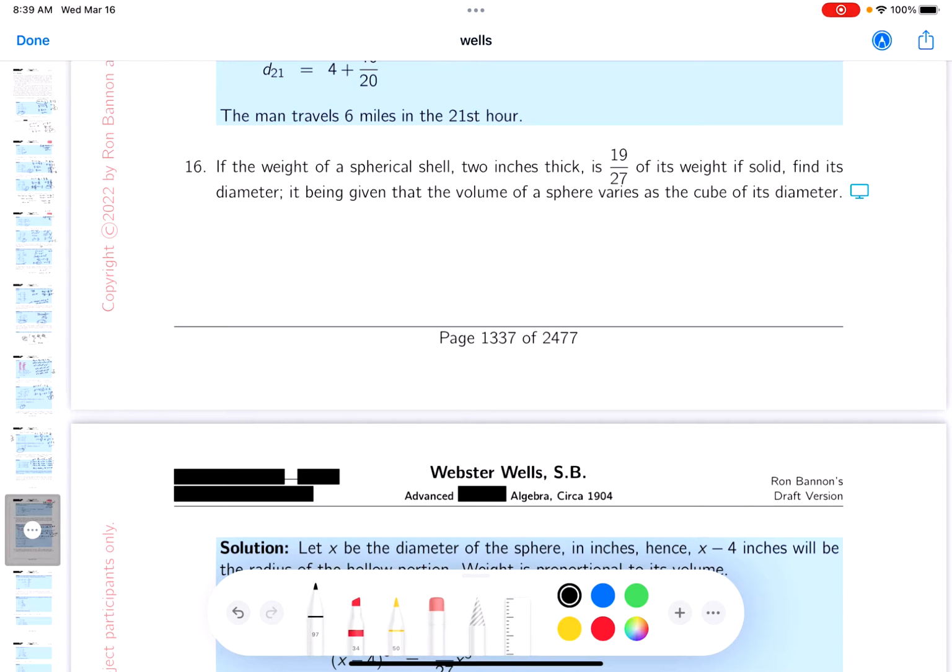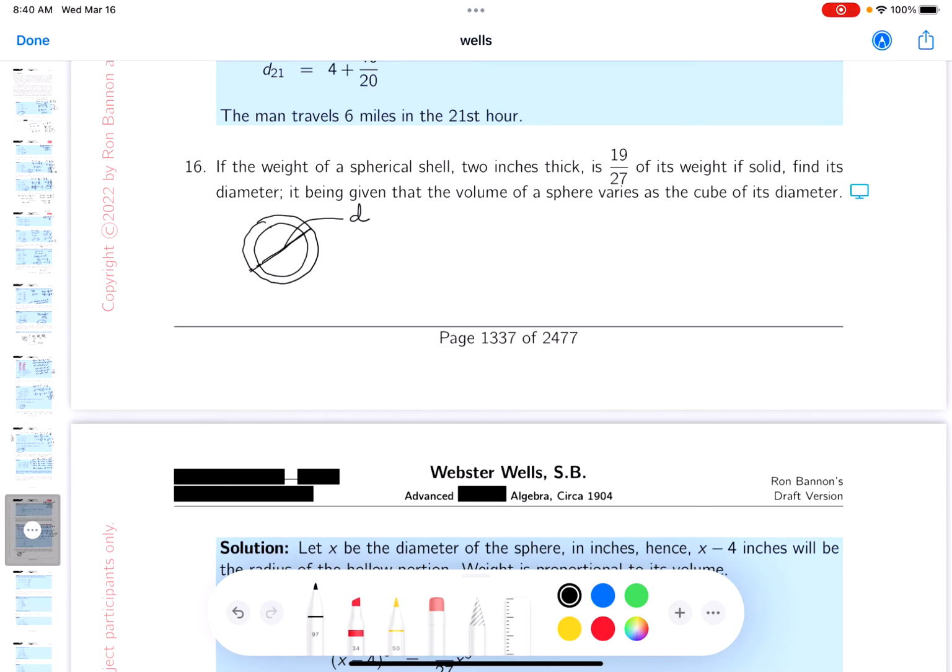Okay, the weight of a spherical shell. I really can't draw a sphere, but I can draw a circle. And if I rotate that, that's going to make my sphere. But they talk about a shell that has a particular thickness. All right, so I want to point out that if I saw this, this would be the diameter here.